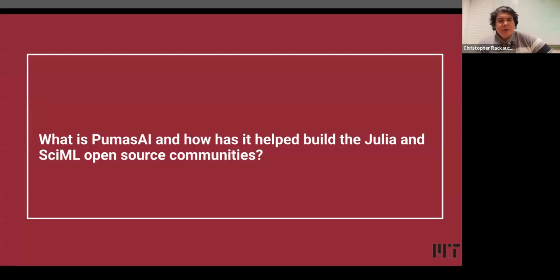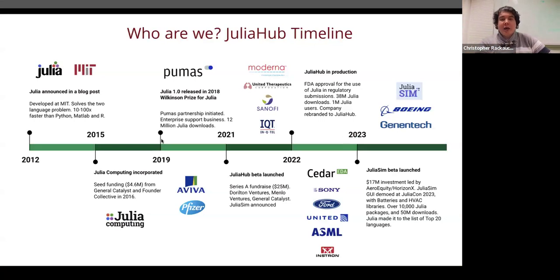And so let me tell you a bit of the story of Pumas AI, which is the first startup I was involved with, to show you how that helped build out the Julia and SciML open source communities, right? This comes in the timeline here of when I was starting to build the first components of what became Pumas during my grad school, right?